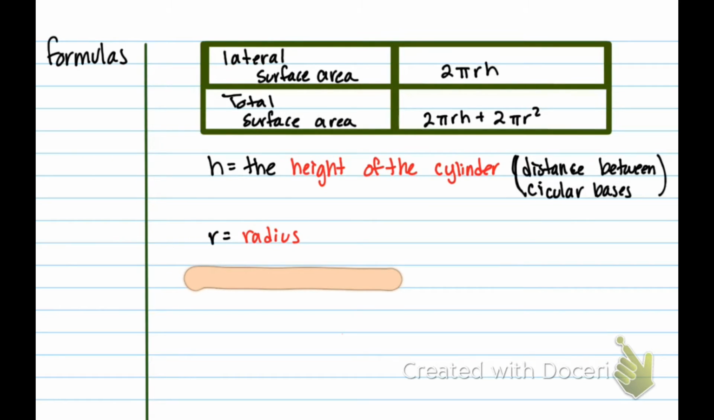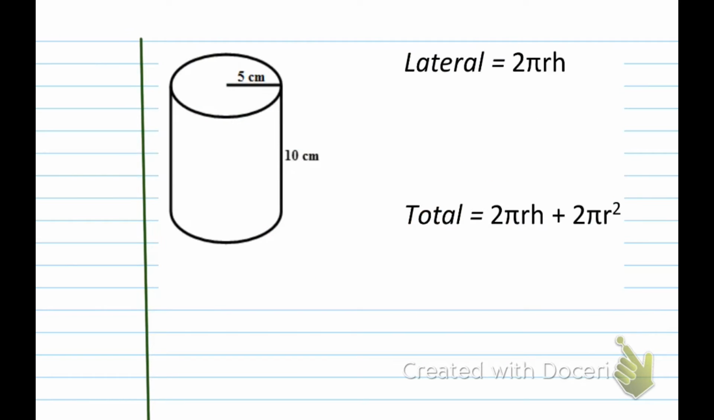r is going to be the radius of the circular base, and then pi is roughly about 3.14. You guys can use the pi on the calculator, or you can put the 3.14. Okay, so let's do a few questions. So let's find the lateral surface area of this object right here.